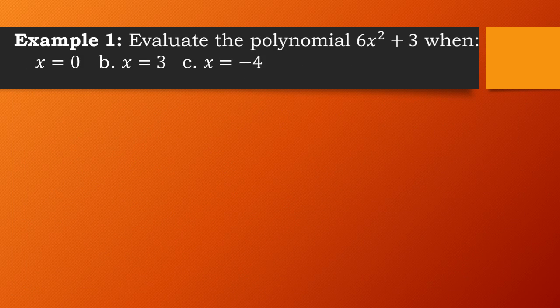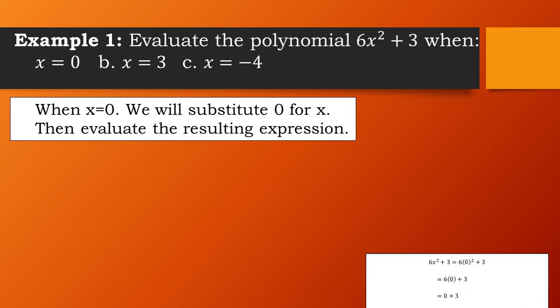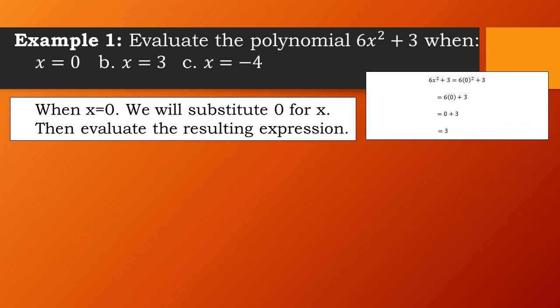Example, evaluate the polynomial 6x squared plus 3 when x is equal to 0, x is equal to 3, and x is equal to negative 4. When x is equal to 0, we will substitute 0 for x, then evaluate the resulting expression. From the expression 6x squared plus 3, substitute the value of x, which is 0. So 6 times 0 squared plus 3. 0 squared is 0. If we multiply that by 6, that is still 0. When we add 3, the answer is 3.